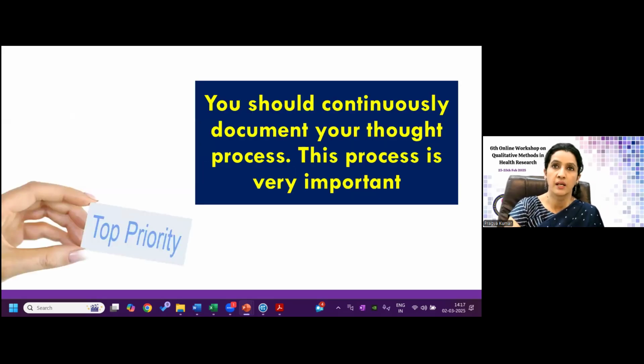That means whenever you are doing a coding process, like today we did coding, at the end of that particular exercise, if any code is interesting to you, you can keep on writing it. We'll show you where to write. So continuously document your thought process, and this is very important because at the end of probably 1 month, 2 months, or 3 months, you will see how your perspective has changed, or maybe it will help you in writing the discussion and the framework of your study.